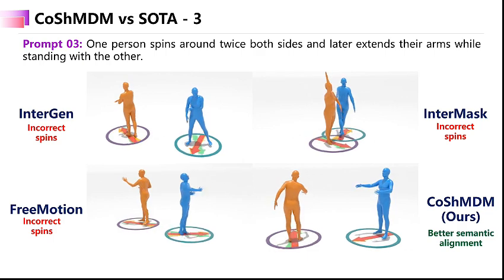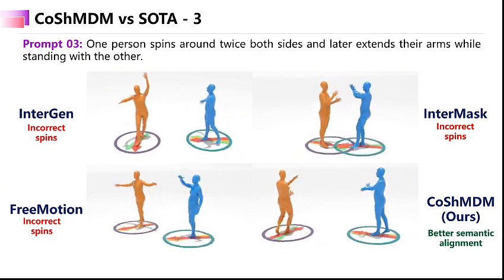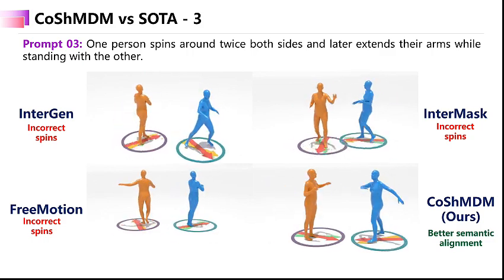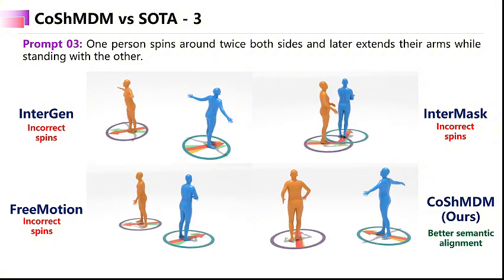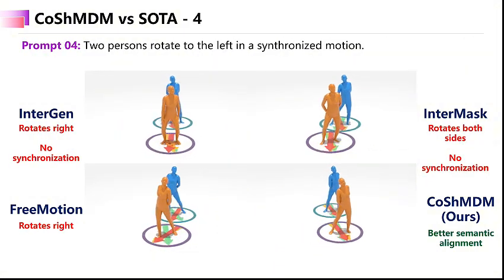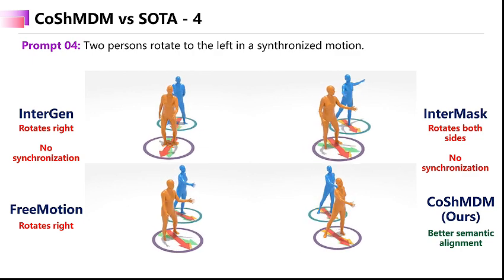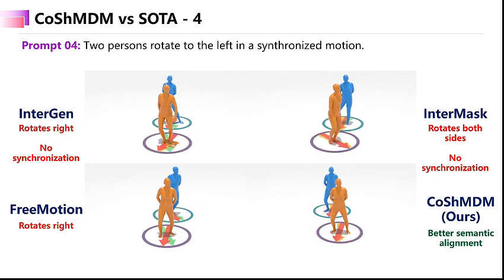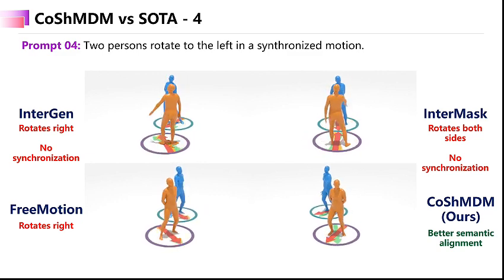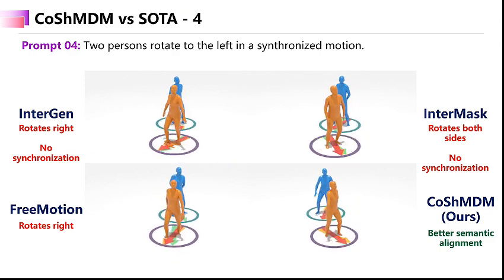For spinning actions, the state-of-the-art methods often fail to match the semantics, while CoShMDM maintains correct rotation semantics and interaction timing. In this example, only CoShMDM achieves synchronized rotation direction, demonstrating superior semantic grounding, as opposed to the state-of-the-art methods, which often fail to maintain synchronization and are confused in motion directions.